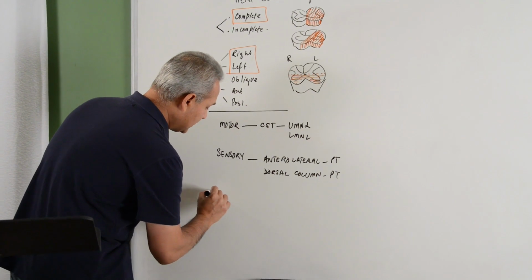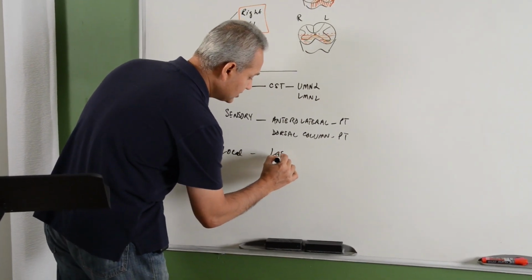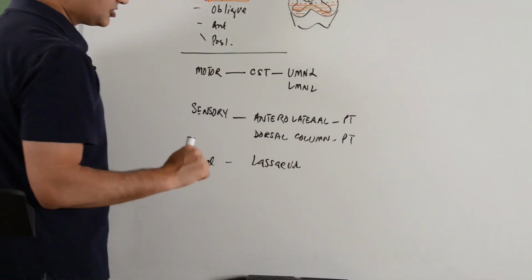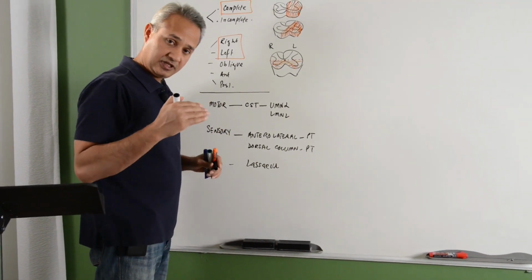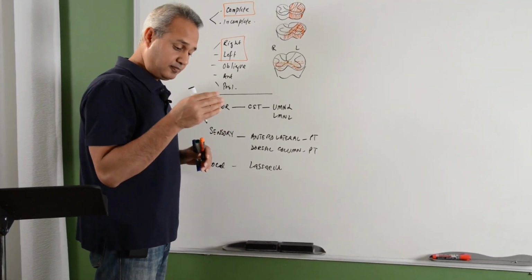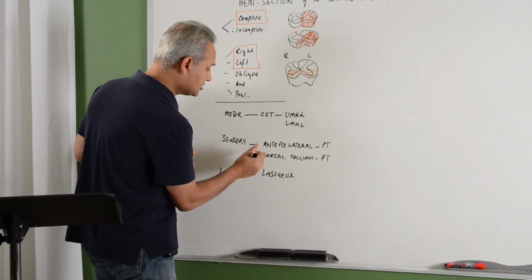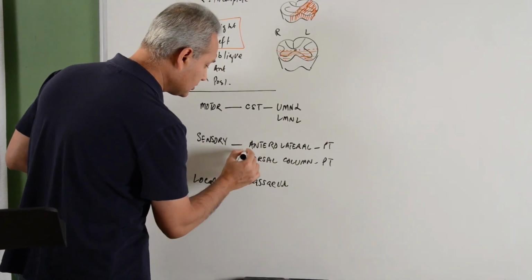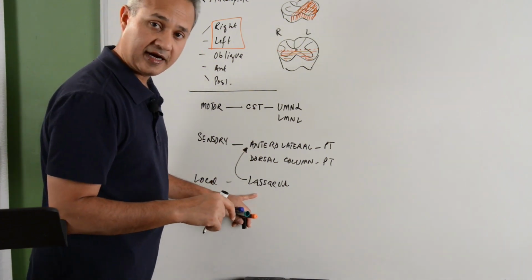Then local tract, or the tract of Lissauer. Lissauer's tract is the local tract. That tract is within the spinal cord. It is a sensory tract. It is made up of the fibers of the ascending anterolateral system. So we'll talk about that today, the Lissauer's tract.